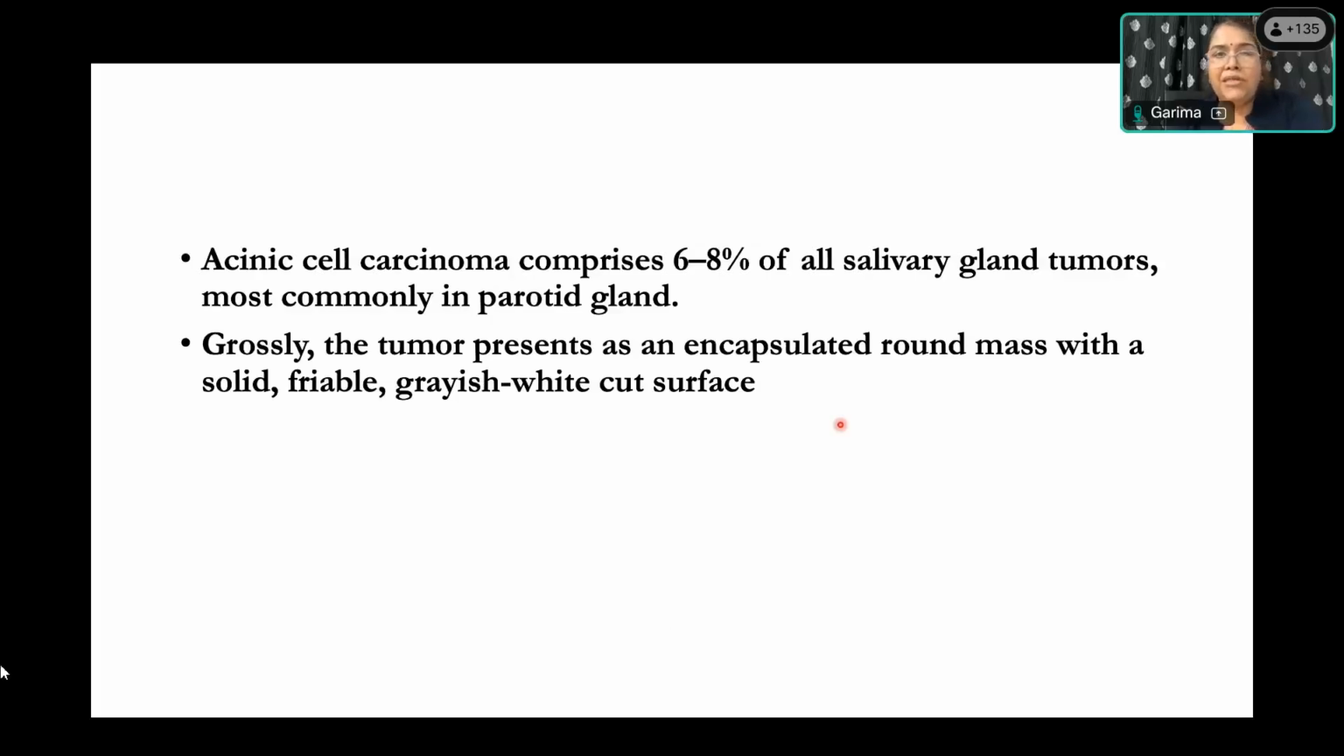Which marker do you do for acinic cell carcinoma? The specific marker is DOG1, right? It comprises 6 to 8% of all salivary gland tumors and is seen most commonly in the parotid gland. Whenever you see a salivary gland tumor, you should always try to see whether it is involving a major or a minor salivary gland, because the list of tumors is different for each type. Now it presents as an encapsulated round mass.